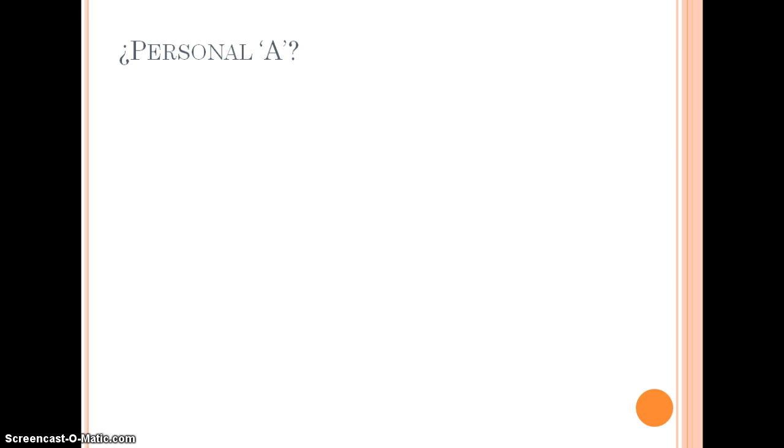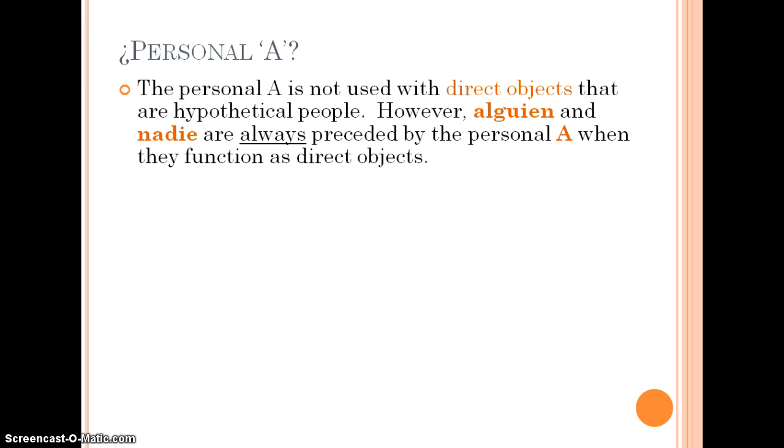And let's talk quickly about the personal a. That personal a is not used with direct objects that are hypothetical people. However, if we're using alguien or nadie, then we always must have that personal a when they are direct objects. A few examples. Necesitamos un empleado que sepa usar computadoras. Hypothetical person. We need an employee who knows how to use computers. Might exist, might not exist. We don't know. Therefore, we have to use subjunctive, que sepa, and we do not use that personal a.